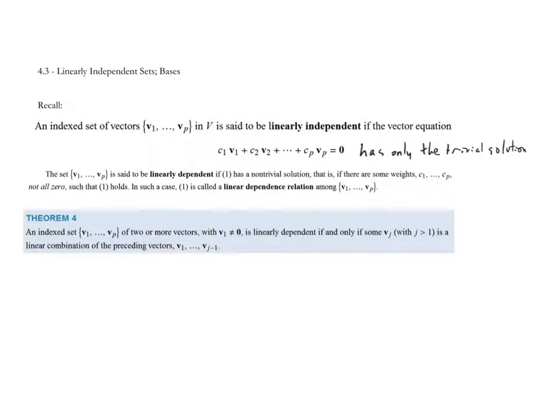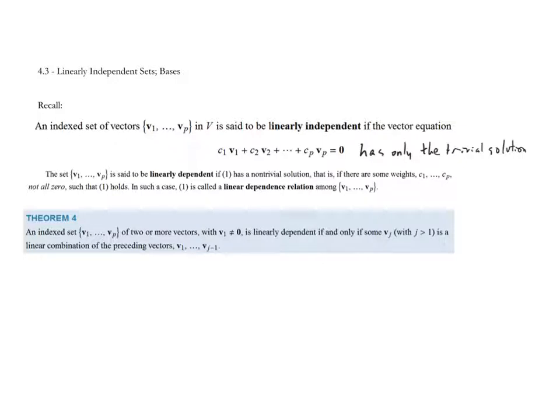Hi everyone, in this video we're going to go through section 4.3, linearly independent sets and bases. The term linear independence, we've seen that previously, so we get a refresher of the definition, what it means for things to be linearly independent before moving on to new stuff.